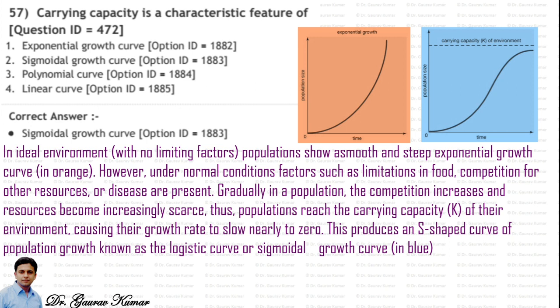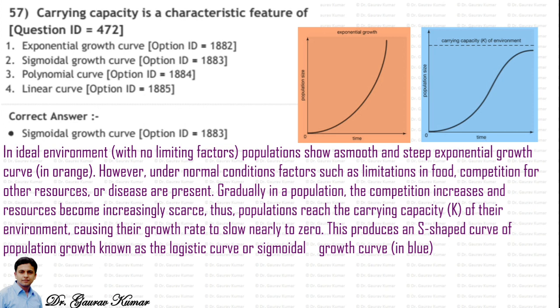In an ideal environment, when there are no limiting factors, populations show a smooth and steep exponential growth curve, that is, you can see the orange one. However, under normal conditions, factors such as limitations in food, competition for other resources, or diseases are present. We know that normal condition is like this only, that there is limitation or competition for food, shelter, mate, resources, and there is disease also. So gradually in a population the competition increases and resources become increasingly scarce. Thus populations reach the carrying capacity of their environment.